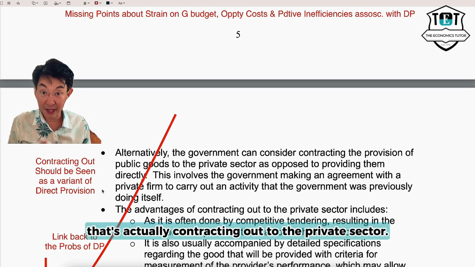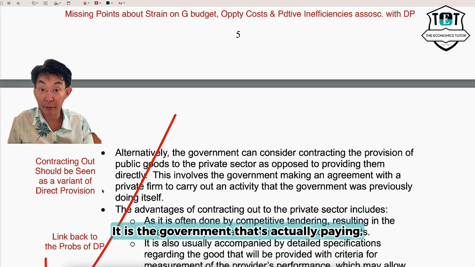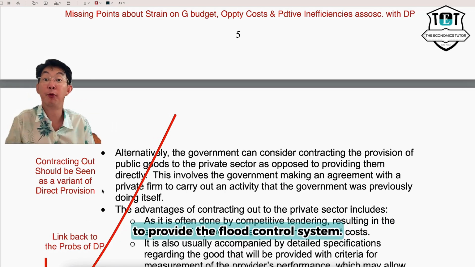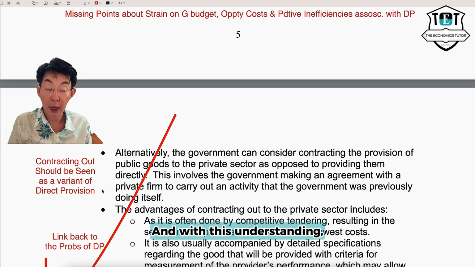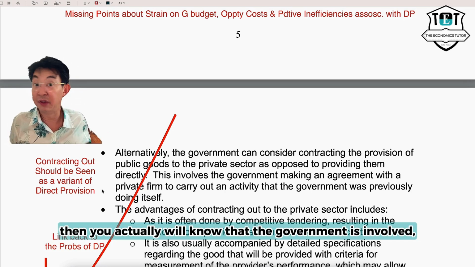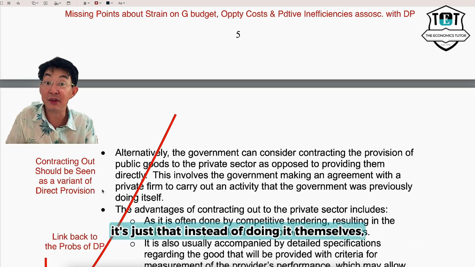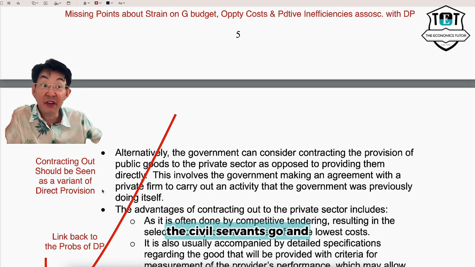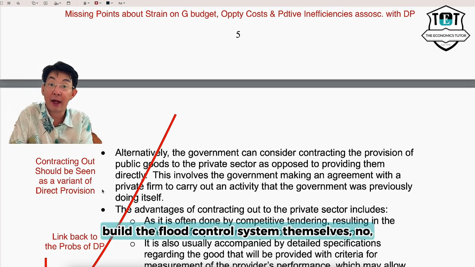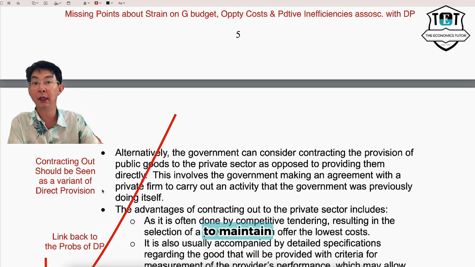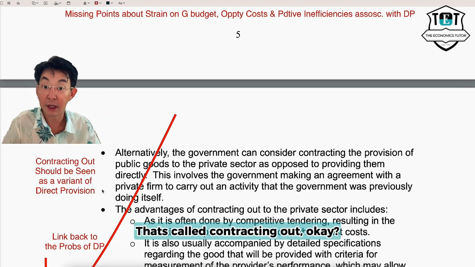It is the government that's actually contracting out to the private sector. It is the government that's hiring a private sector firm to provide the street lighting, to provide the flood control system. With this understanding, you will know that the government is involved in ensuring that this good is provided. It's just that instead of doing it themselves, with civil servants building the flood control system, the government is hiring a contractor to build and maintain the drainages and so on. That's called contracting out.